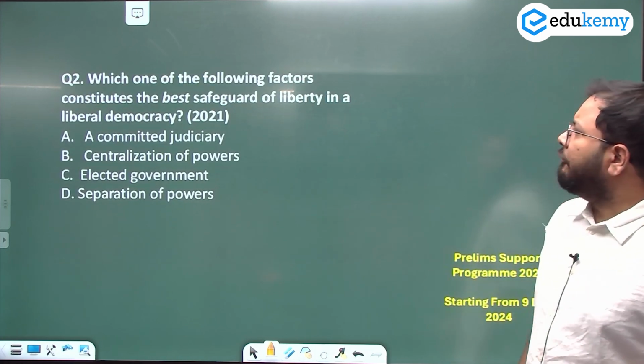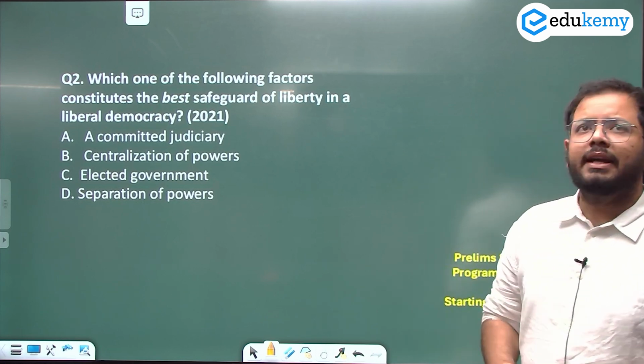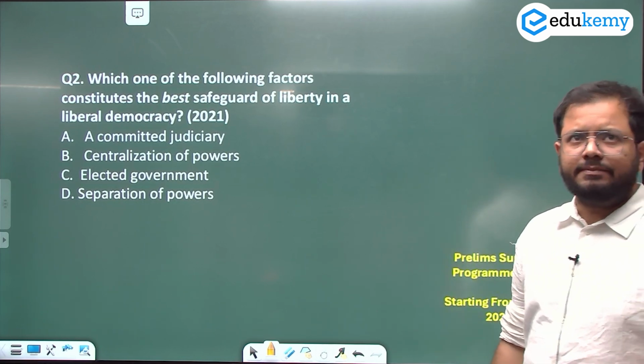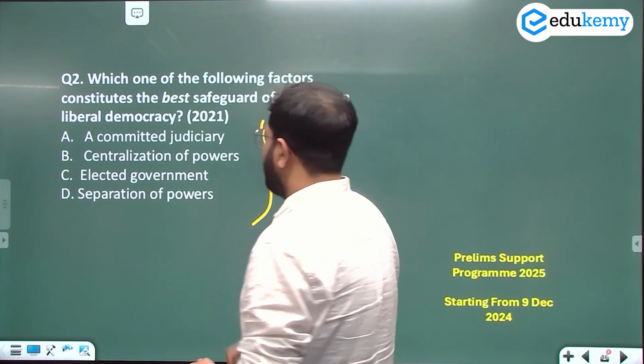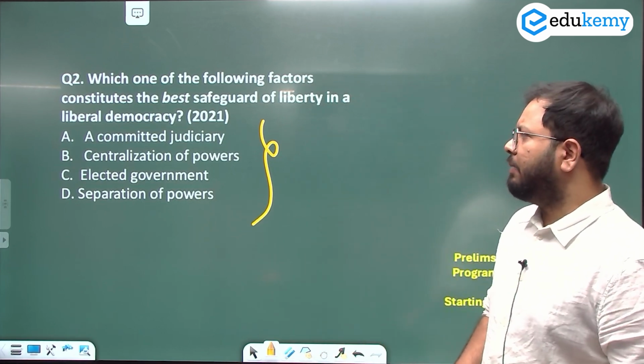Question number 2. Which one of the following factors constitutes the best safeguard of liberty in a liberal democracy? It was asked in 2021. There are 4 options: committed judiciary, centralization of powers, elected governments, and separation of powers.